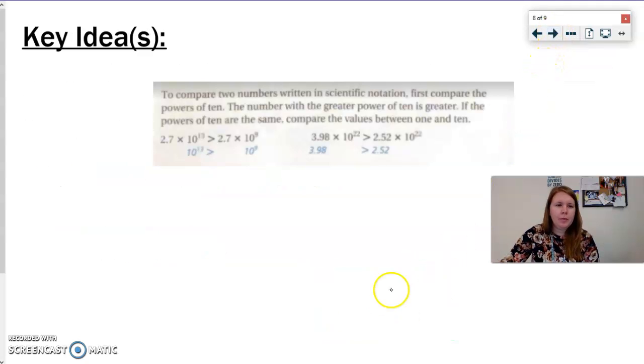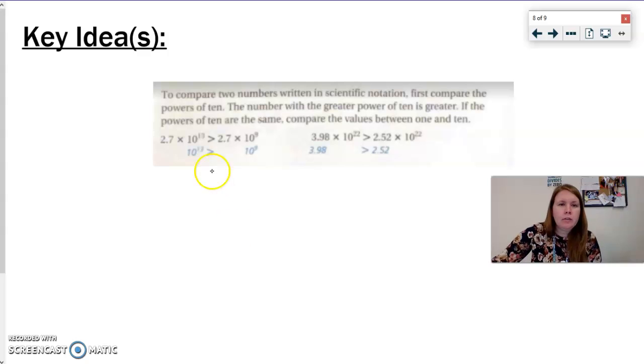I think we just have a couple more parts left. All right, so the last part was talking about comparing your scientific notations. To be honest, it sounds super tricky, but it's a lot easier than you think. It says to compare two numbers written in scientific notation, first compare the powers of 10. The number with the greater power of 10 is greater. If the powers of 10 are the same, compare the values between 1 and 10.